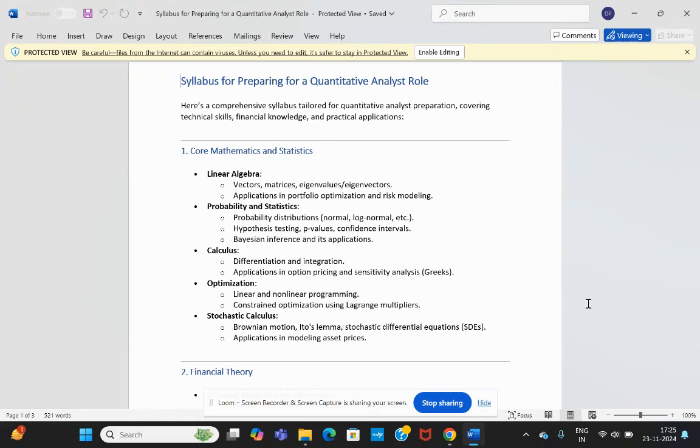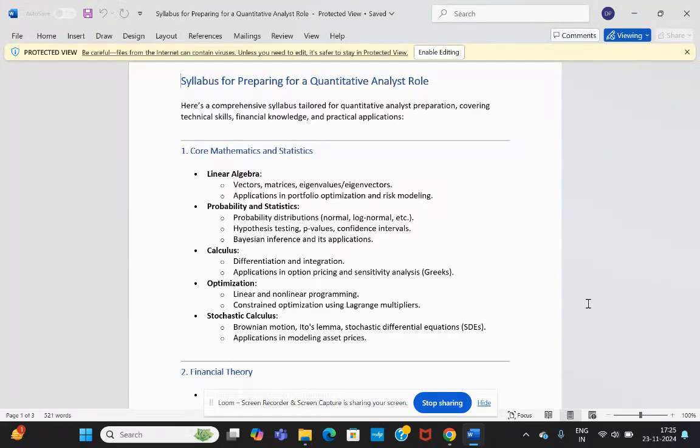How a quantitative analyst will use these, and what their applications are in portfolio optimization and risk modeling. All the key terms used in linear algebra, all these things I will cover for you, and I will give you detailed knowledge related to linear algebra. And then we will move to probability and statistics.